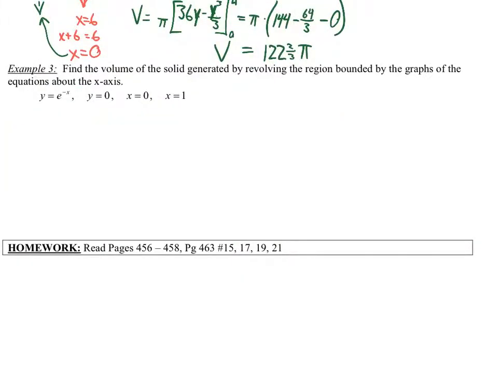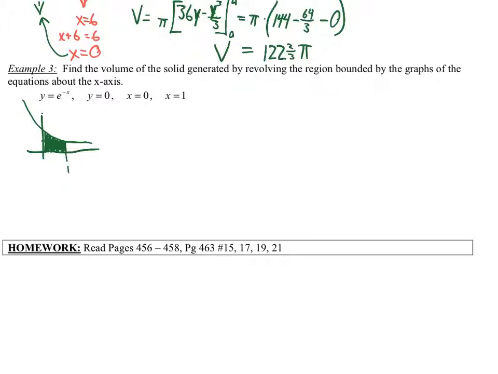Alright, so for our last example, this one's a little bit easier because we are revolving it around the x-axis, so that's kind of nice. We have here the line x equals 1. We have e to the negative x, so we've got this right here. We have y equals 0 and x equals 0. So we're taking this right here and we're revolving it about the x-axis.